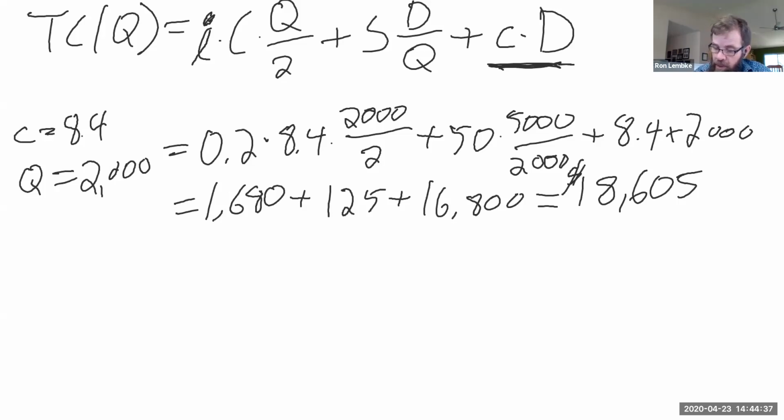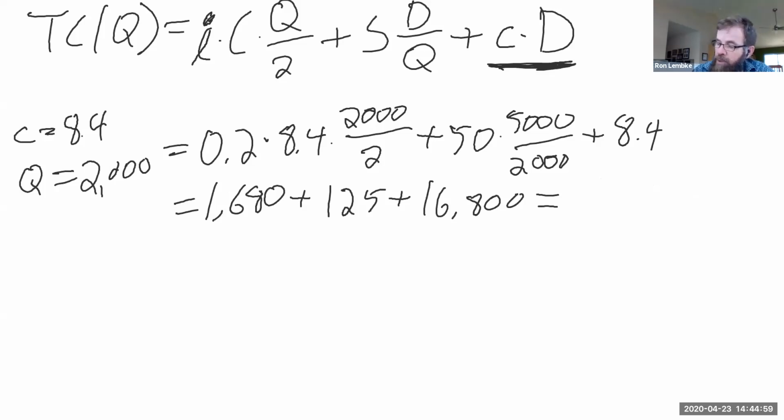No. You might have been thinking to yourself, no, that's not right. What is he doing? I was multiplying by the order size Q when, like I cautioned you, we want to multiply by the demand, the number of units we're going to buy over the course of the year. So 8.4 times 5,000 units.